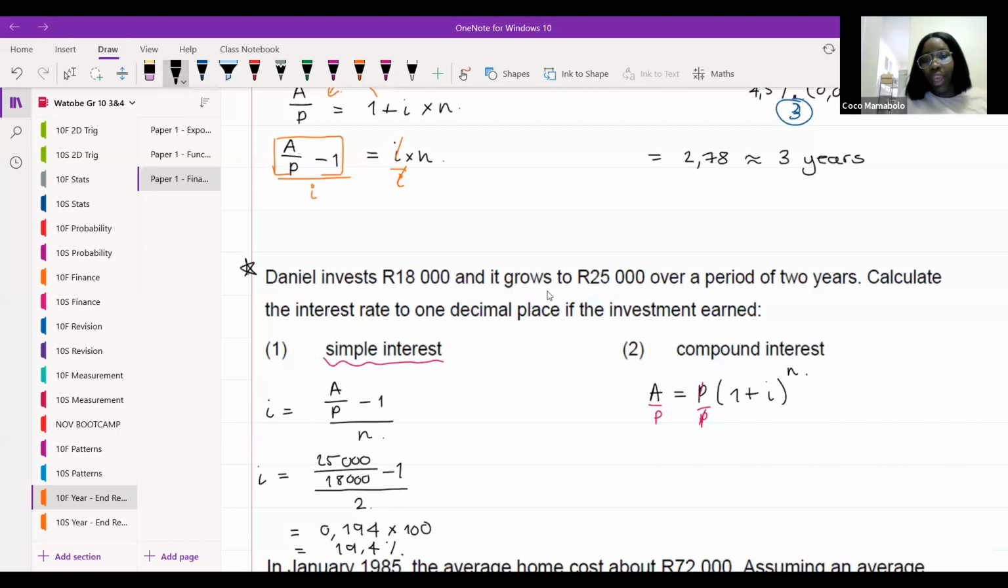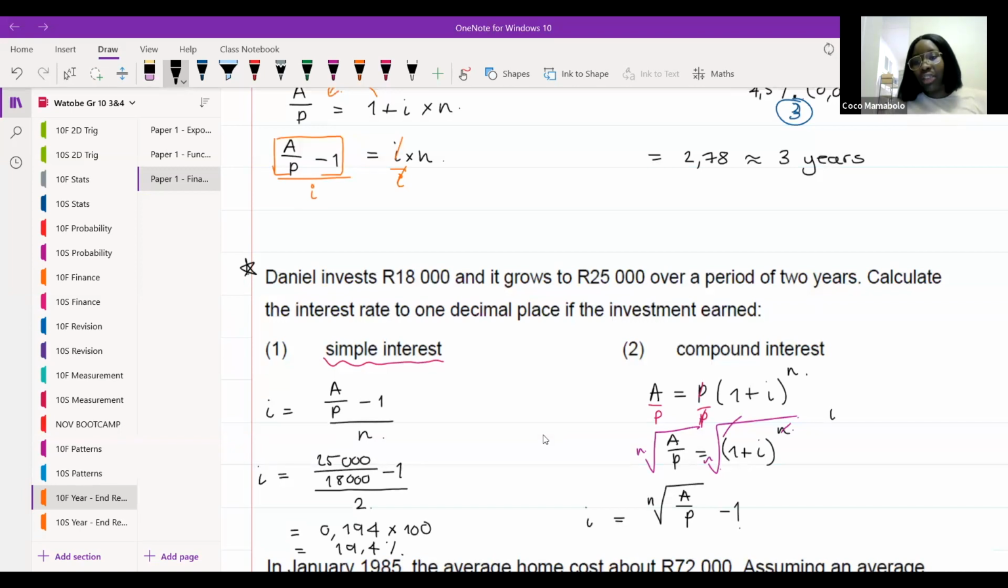So we're going to divide by P on both sides. So I'm going to end up with A over P is equal to 1 plus I all to the power of N. To get rid of that power of N, I'm going to take the nth root on both sides. Those two will cancel. So now I have the nth root of A over P is equal to 1 plus I. I then have to take the 1 over to the other side. So my interest rate, I, is equal to the nth root of A over P minus 1. Okay, that's the difference. Now we can put the numbers in.